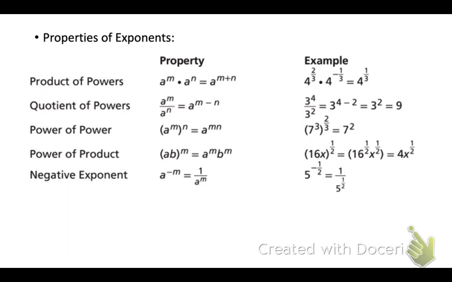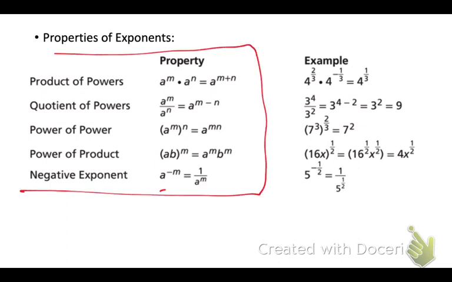Now, these right here are rules you know, right? When you multiply exponents, you add them. When you divide, you subtract. When you take a power to a power, you multiply. None of these rules are new. Are they? Any rule here you see is new? No. None are new.